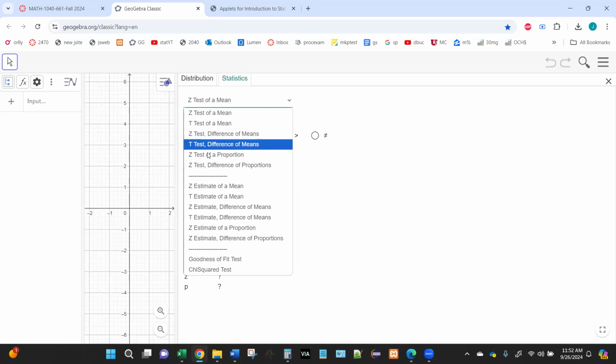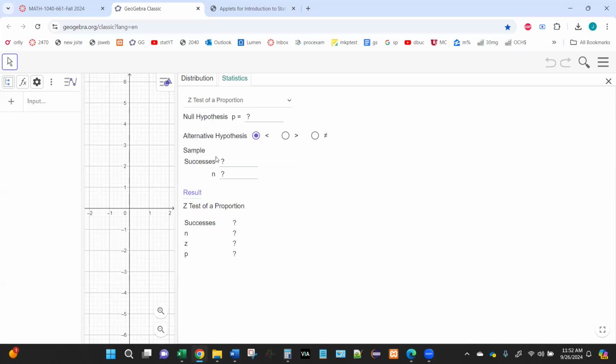So which one is it? Well, it's a test, and we're looking at the proportion, the population proportion p. So it's not a mean, so it's got to be one of these two. It's either a difference of proportions or a single proportion. Well, there are no two proportions here. It's just a single sample from a single population. So it's the z-test of a proportion. Then we put in the null value, which is 0.5, and we put in the alternative hypothesis.